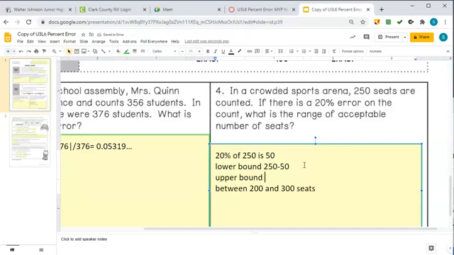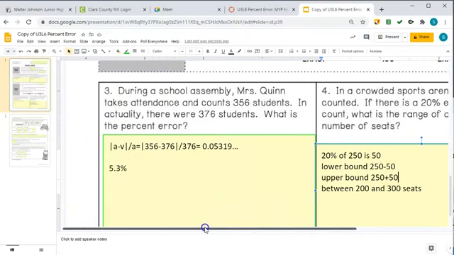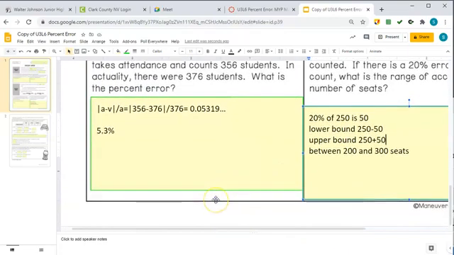So 250 was our estimate, and then we know we could be off, but we could be over or we could be under. So if we have over, we're going to say, oh, well, we think we have up to 20% error, so we're going to add 20%. If we have up to 20% error in the other direction, we're going to subtract our 20%.